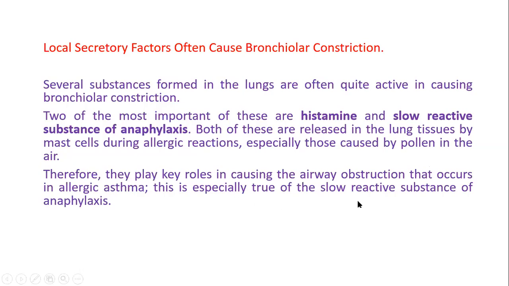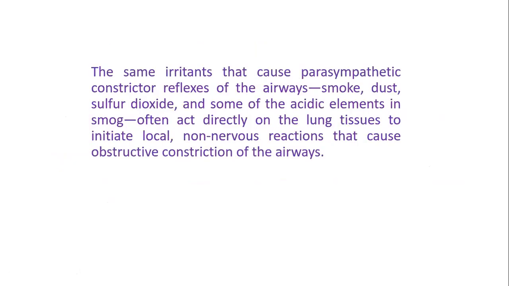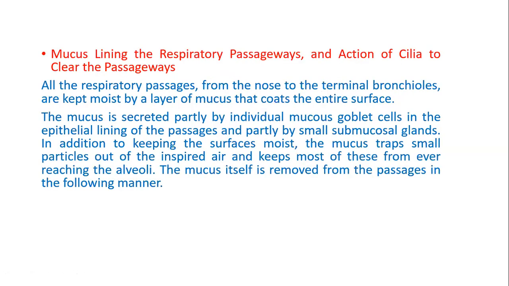That is especially true of the slow-reacting substance of anaphylaxis. The same conditions that cause parasympathetic constrictive reflexes of the airways, smoke, dust, sulfur dioxide, and some of the acidic elements in smog, often act directly on the lung tissues to initiate local nervous reactions that cause obstructive constriction of the airways. We return to the mucus lining of the respiratory passageways and the action of the cilia to clear the passageways.